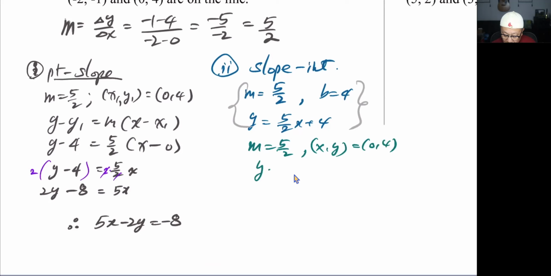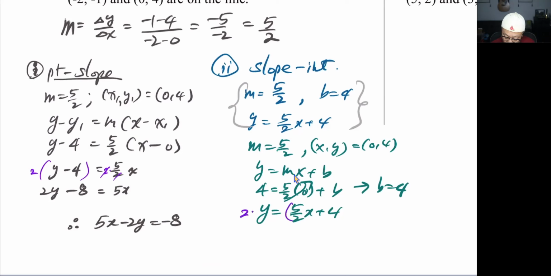So when you have y equal to mx plus b, plug in the values. My y is 4, my m is 5 over 2, and my x is 0. So therefore, b is 4. I'm in the same place at this point, am I not? So at this point, what we're going to do is multiply both sides by 2. What do you end up with?